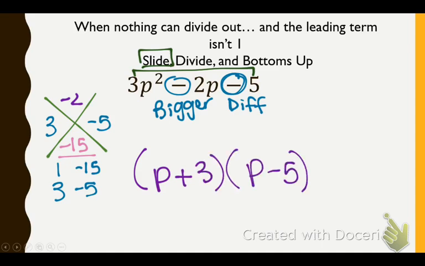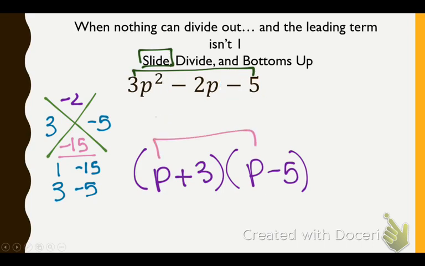And some people would circle their answer, but you haven't done the last part of this phrase, divide and bottoms up. Here is why we need to do this. Foiling is the opposite of factoring. Okay, foiling, opposite of factoring. So if we were to check our answer, we'd do p times p, which is p squared. Is that the same thing as 3p squared? No. So we haven't done the divide.